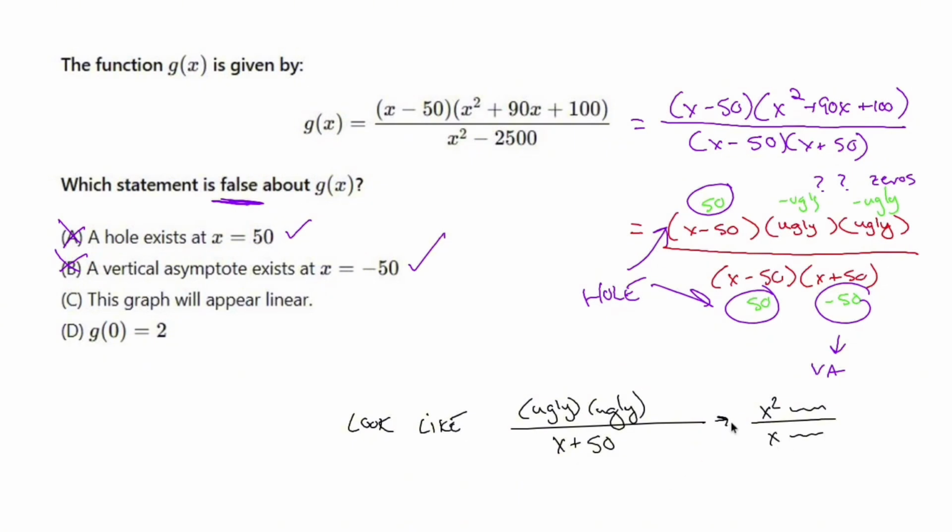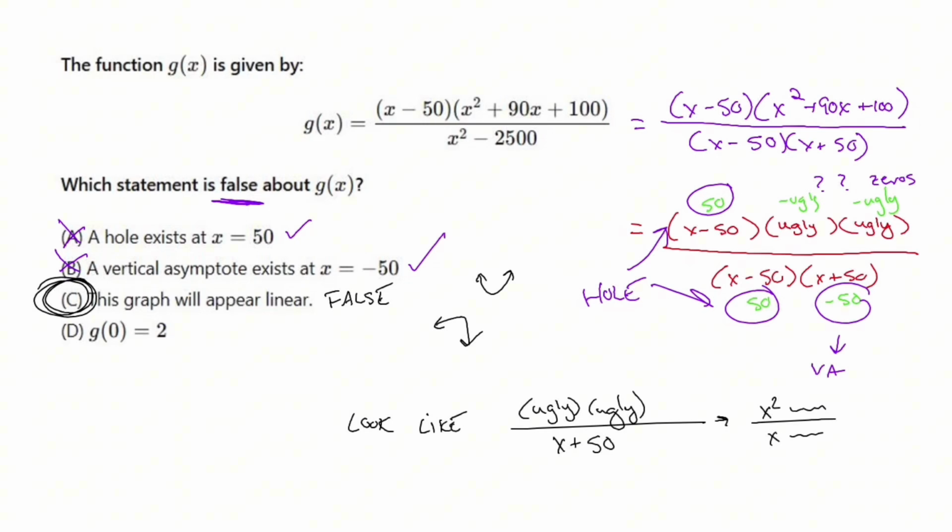That's not going to look linear. And before you get excited and say, but x squared over x, I know that, but nothing here is going to cross out. So this is going to maintain rational behavior. It's going to look like this, it's going to look like that, no matter what you do. Okay, so this will not appear linear, which means this is going to be my false statement. This is the one that I want.